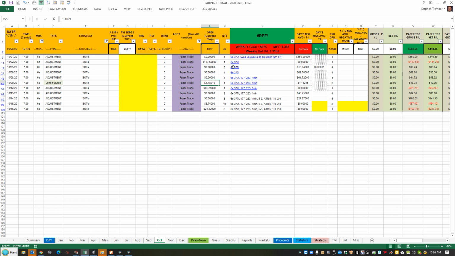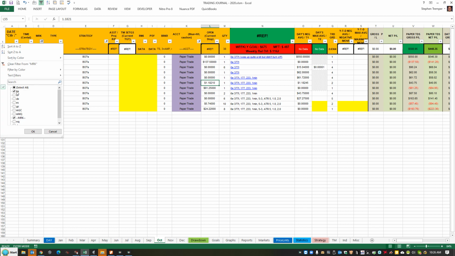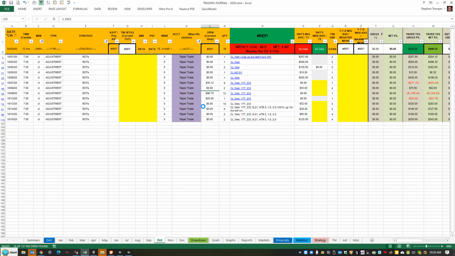$450. That's a good one. I like that one. And it looks like they're all pretty much the same chart. So it's kind of a no-brainer. Keep that one on. CL, $571. 3-minute charts. Yeah, so looking good.